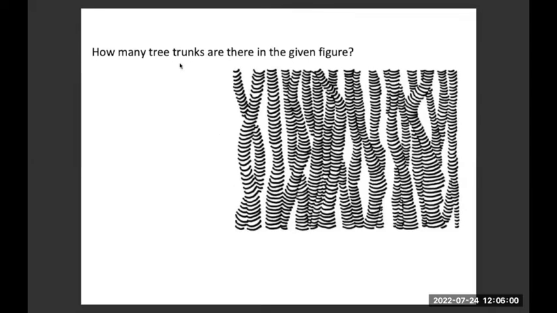So, the number of trunks: 1, 2, 3, 4, 5, 6, 7, 8, 9, 10, 11, 12, 13, 14, 15, 16, 17, 18, 19, 20, 21, and 22.